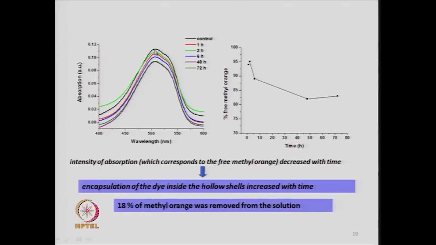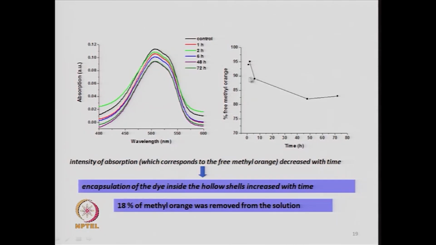So, here you can see that the control experiment is here, and after 1 hour, 2 hours etcetera, the intensity is decreasing. So, for 2 hours you see the green one, and then after say 48 hours you can see this black one for 48 and 72 hours.